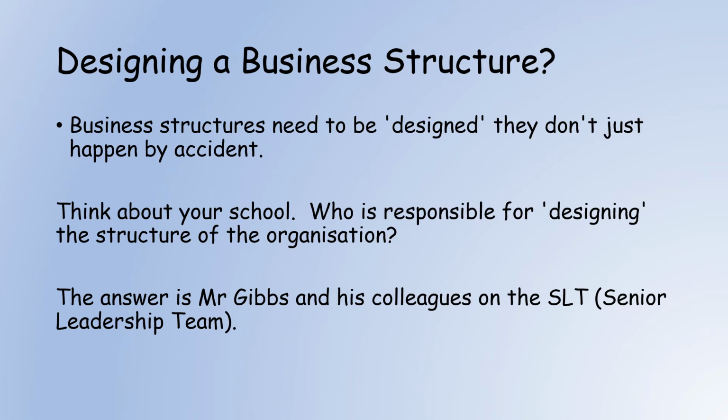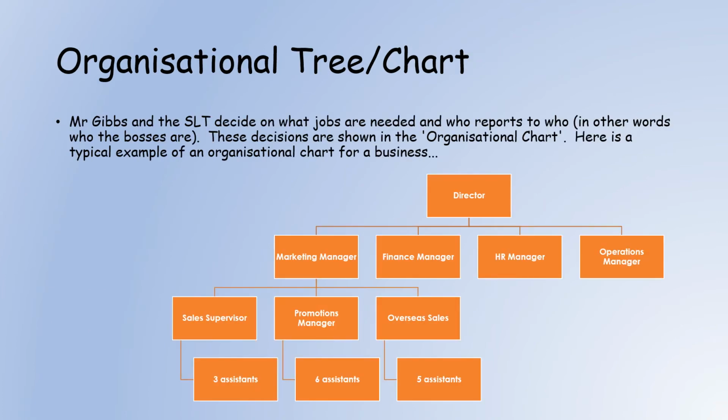So that's thinking about what jobs are required to deliver the education that we deliver to you guys, and it's thinking about who needs to occupy those jobs, who reports to who, who is responsible for what, how do we divide up the responsibilities within the school. What you see on the screen now is a typical organisational chart, sometimes called an organisational tree. Mr. Gibbs and the SLT decide on what jobs are needed, who reports to who, and so on. And these decisions are shown in the organisational chart.